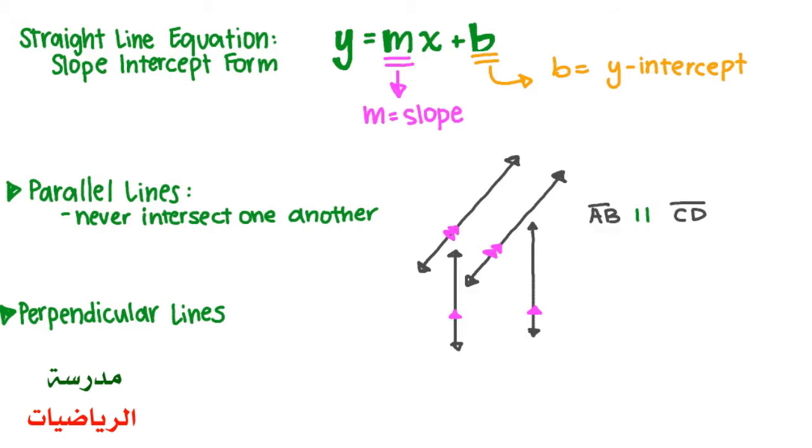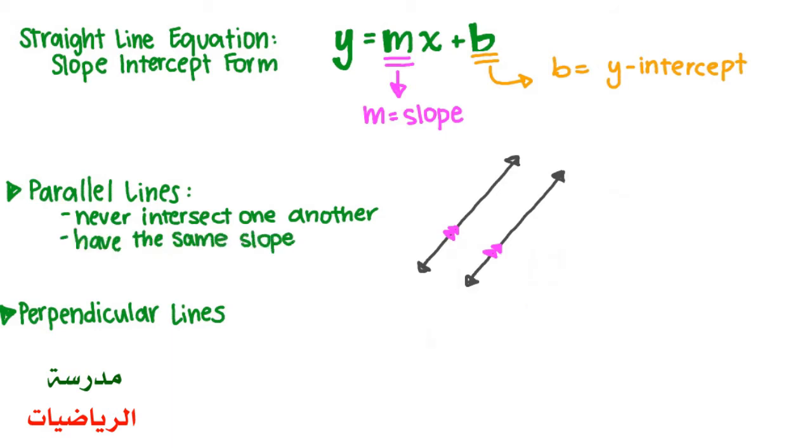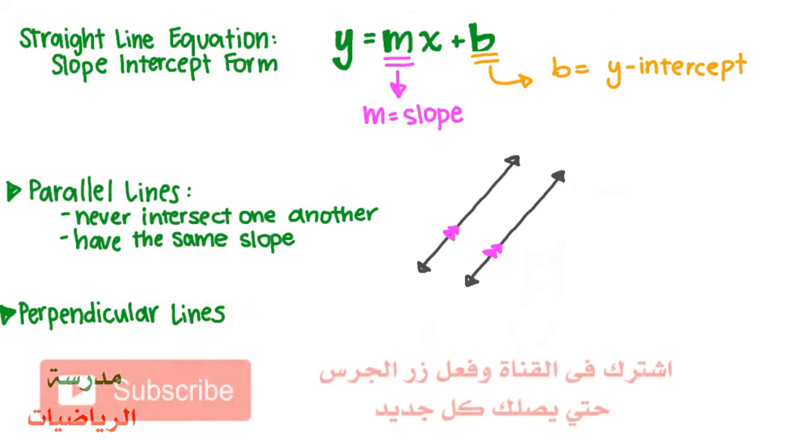It's also worth noting that you might see this parallel symbol used to represent parallel lines. Here, line segment AB is parallel to line segment CD. But the most important thing to remember about parallel lines is that they have the same slope. If we look at straight line equations given in slope-intercept form, and they have the same value for the variable m, the coefficient of x, they will be parallel.